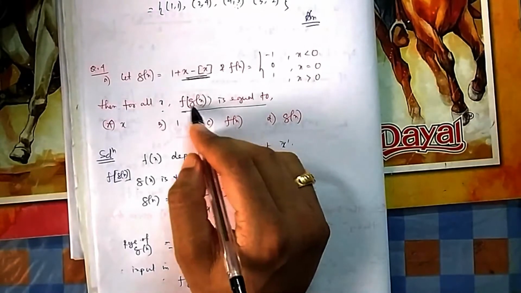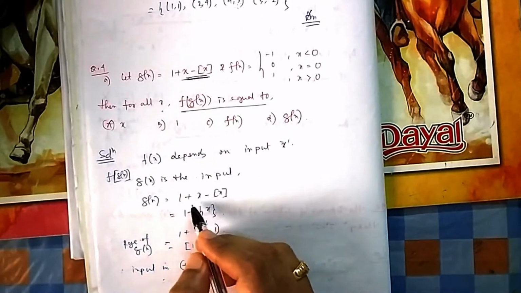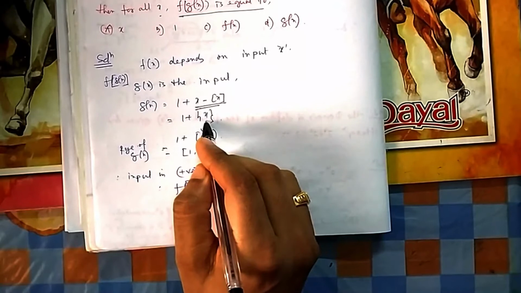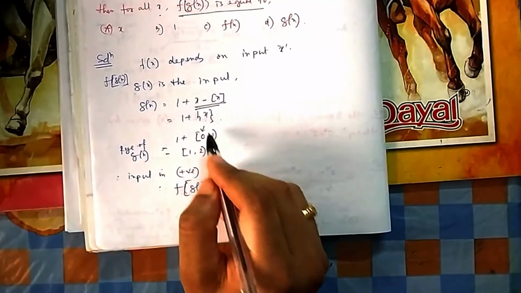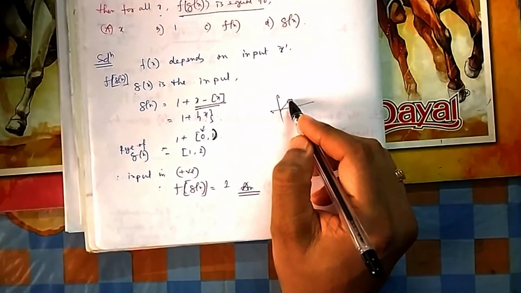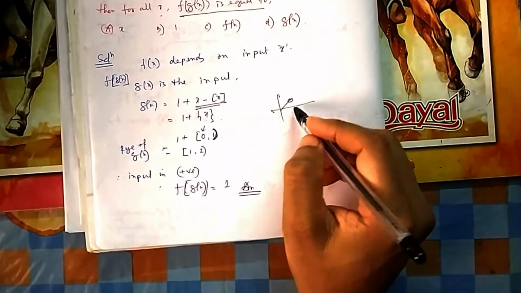So think about what input you are giving. This is your g(x). So what is g(x)? g(x) is this one. What is this? This is nothing but the fractional part. So what is the output of the fractional part? It is always between 0 and 1, not including 1. Remember this one? There is a bubble there, so it is not including 1.